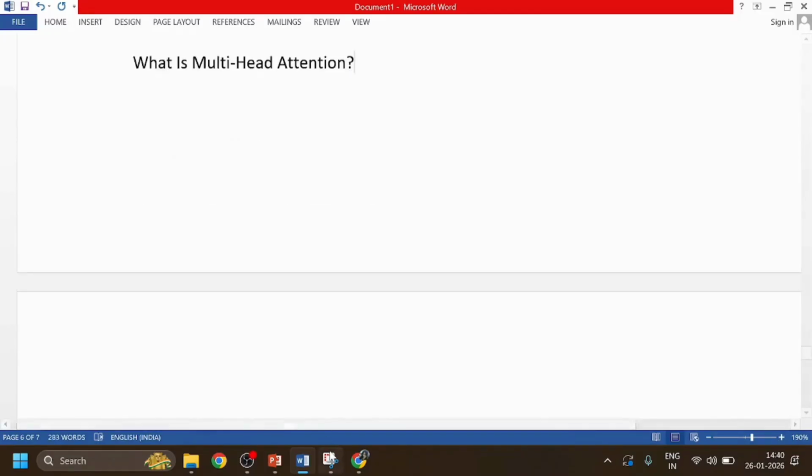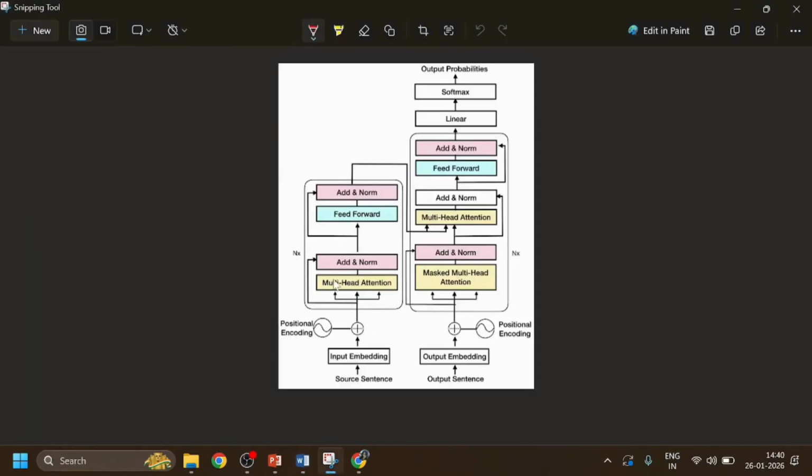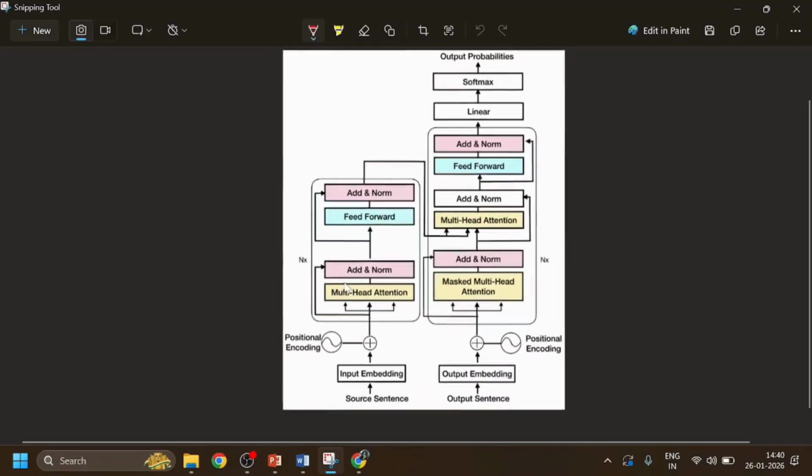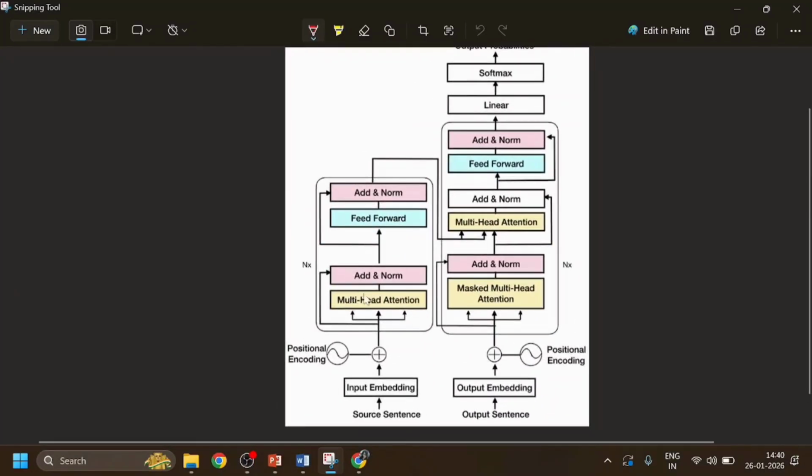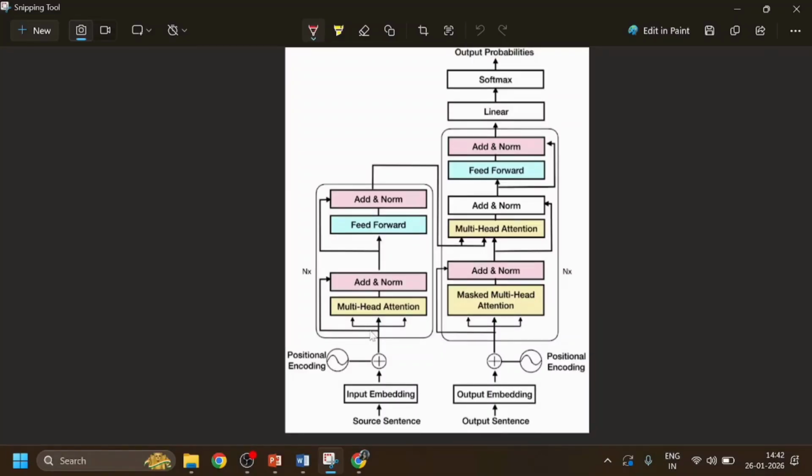What is multi-head attention? In this diagram, this is multi-head attention. Multi-head attention means we run attention multiple times in parallel. Each head has its own view of the sentence. Same input, different focus. Think of each attention head as a different lens. One head may focus on grammar, another on meaning, another on long range dependency. None of them is smarter, they are just different.